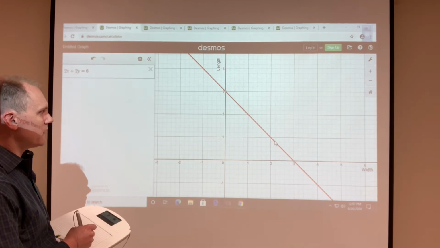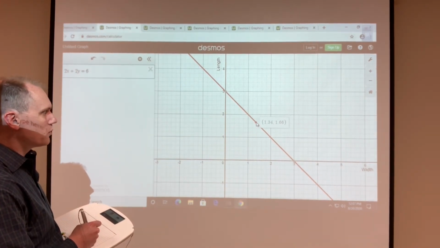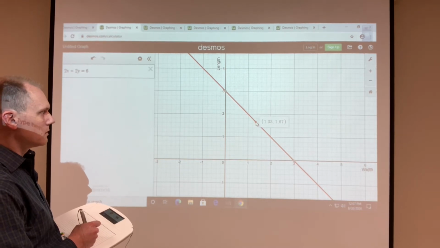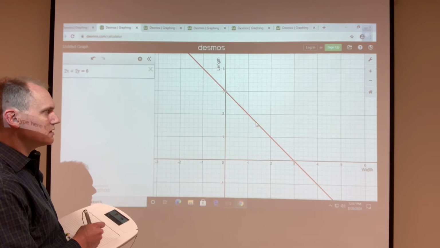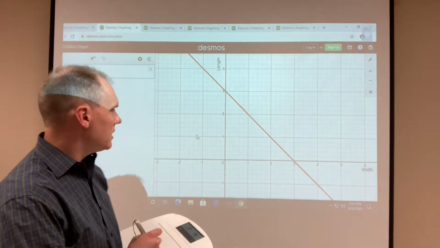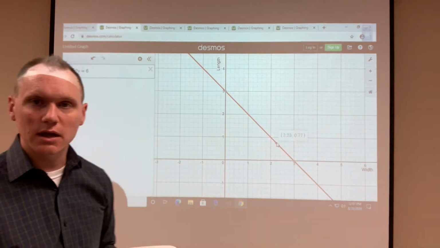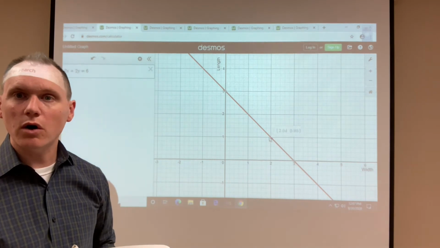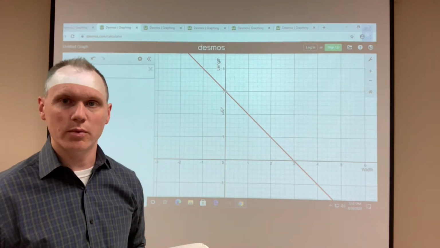All right, and you've got all these values in between. So the width could be 1.34, and the height or the length could be 1.66, and that would create a perimeter of 6 still. So any of these combinations of width and length would create a perimeter of 6. So we have all the different possibilities here that would satisfy that condition of having a perimeter of 6.